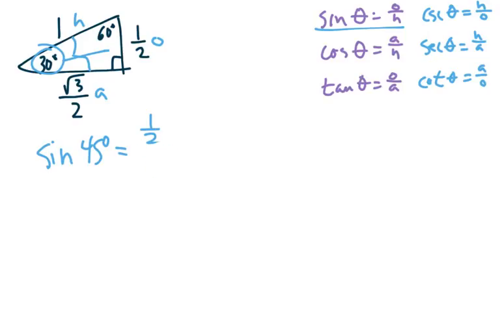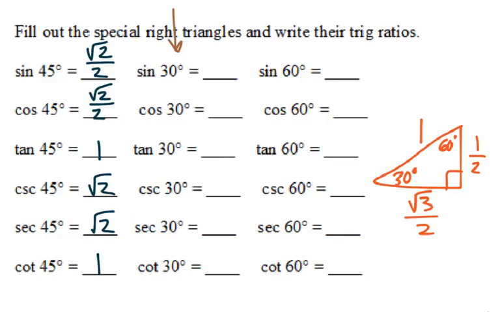Now you may say, well, that's what our cosine is going to be, but let's double check it. Oh, why did I put 45? That's 30. So cosine of 30 degrees now would be the adjacent, square root of 3 over 2, over the hypotenuse, which is over 1. So that would simplify to square root of 3 over 2. So sine of 30 is 1/2. Cosine is square root of 3 over 2.